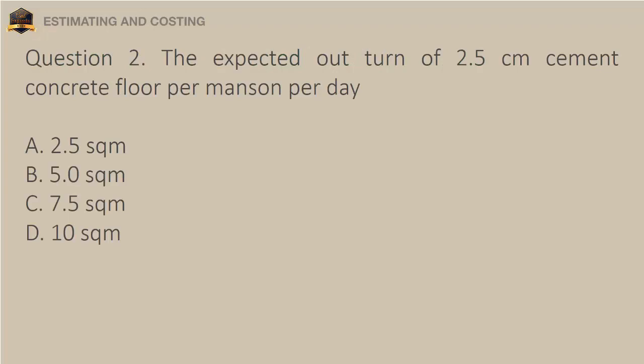Question 2. The expected outturn of 2.5 centimeters cement concrete floor per mason per day. A. 2.5 sqm. B. 5.0 sqm. C. 7.5 sqm. D. 10 sqm.